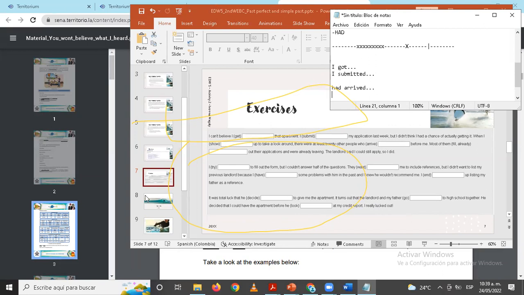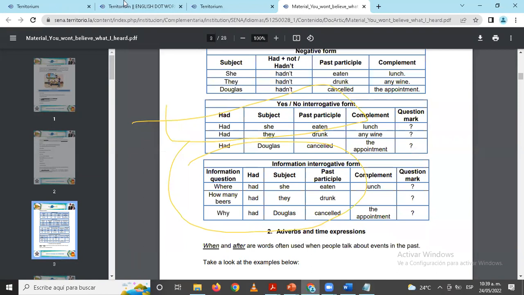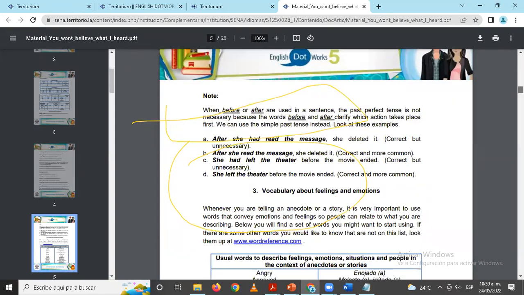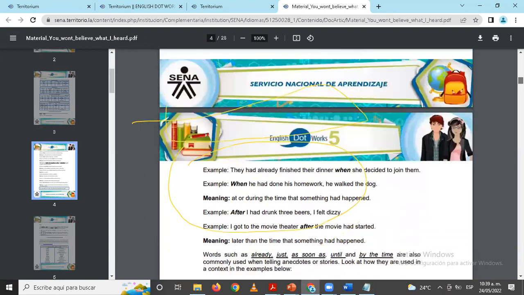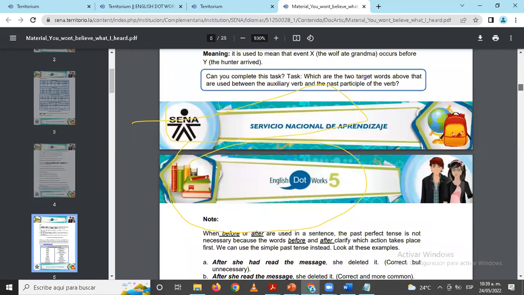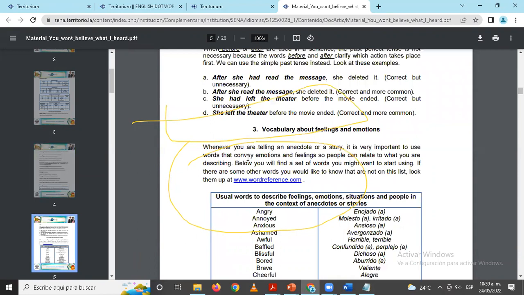Recomendación, no hacer mucho uso de Google, sino realmente mirar el material y no responder a la loca. Acá ustedes encuentran otra información adicional. Cuándo usar when, cuándo usar after, estos adverbios. Y lo más importante, acá vocabulary about feelings and emotion.